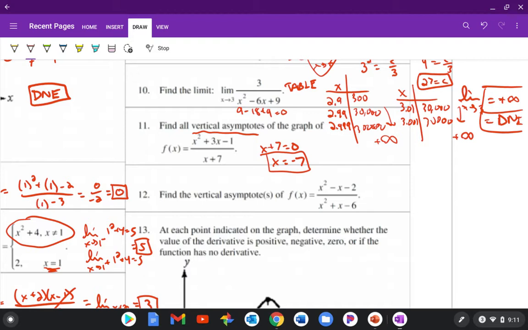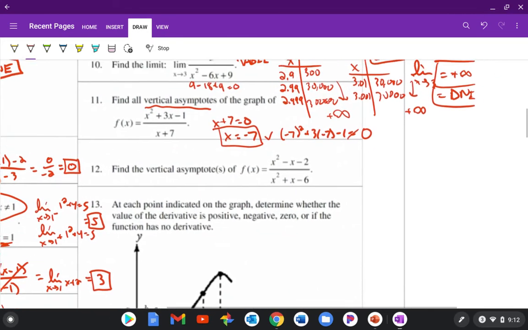Now the only thing is we just need to make sure -7 is also not a 0 of the numerator. If you try to factor the numerator, you're not going to get very far. The easiest way to figure this out is to plug -7 into the numerator and make sure it doesn't equal 0. We get 49 minus 21 minus 1. It's definitely not equal to 0, so that means we're good with this. If it had been 0, then we would just cancel it out and say there are no vertical asymptotes.